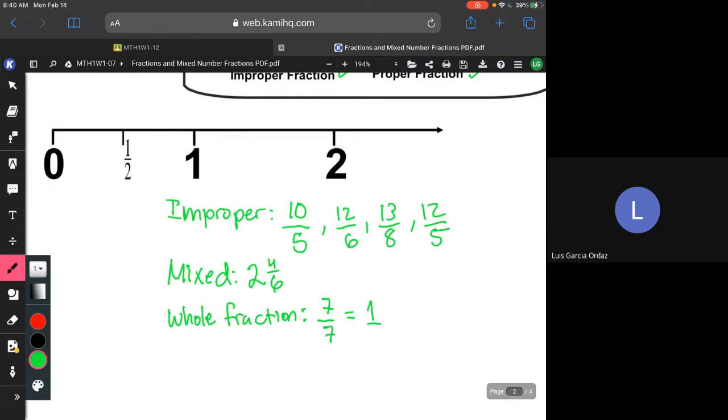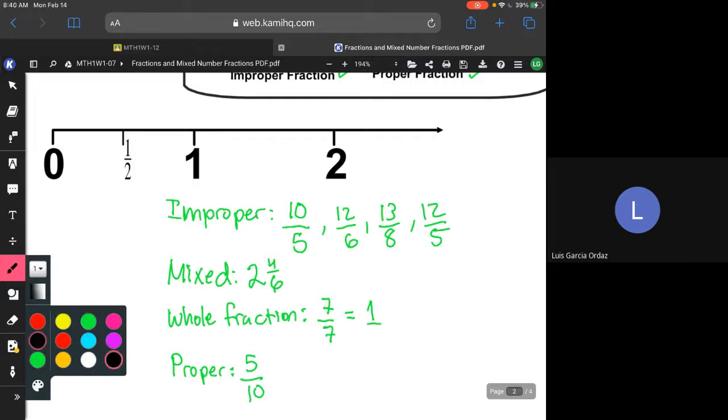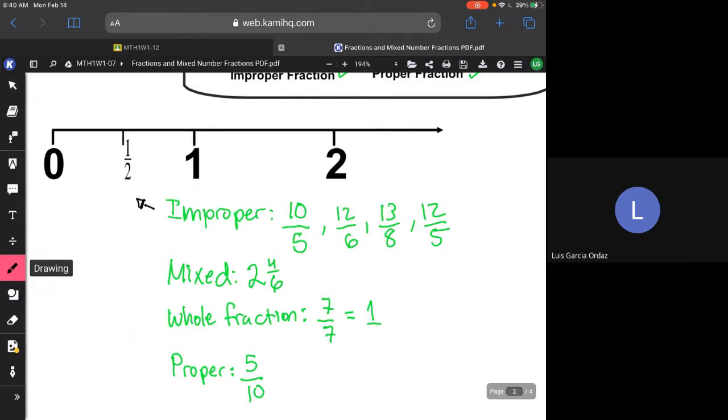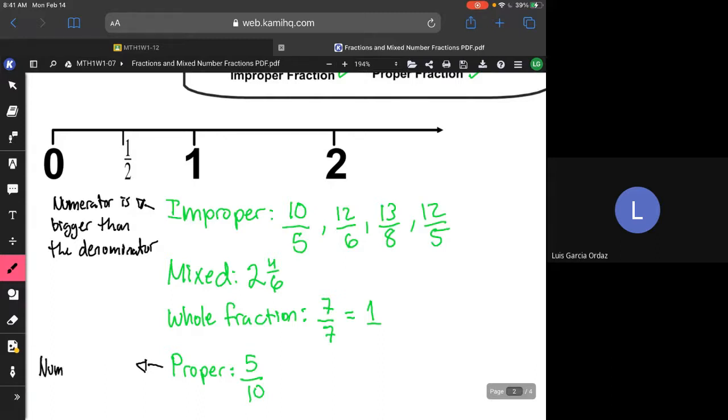And now a proper fraction, which you guys have grown up with, and we did it on the quiz. What does a proper fraction look like? Nick? Like 5/10. Yep. So your numerator is smaller than your denominator. So for improper, your numerator is bigger than the denominator. And for the proper one, your numerator is less than your denominator.